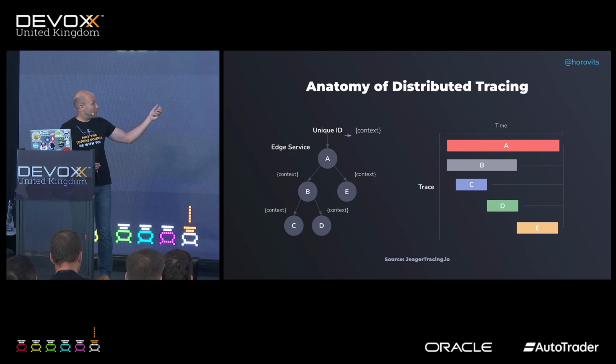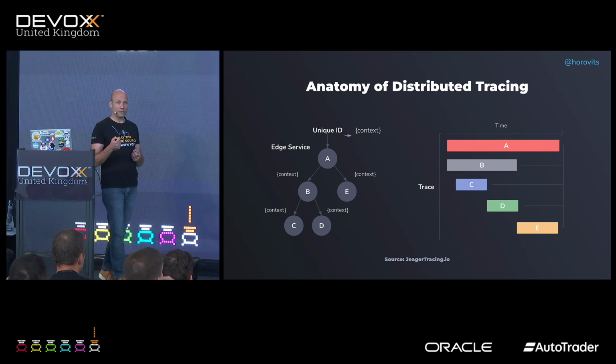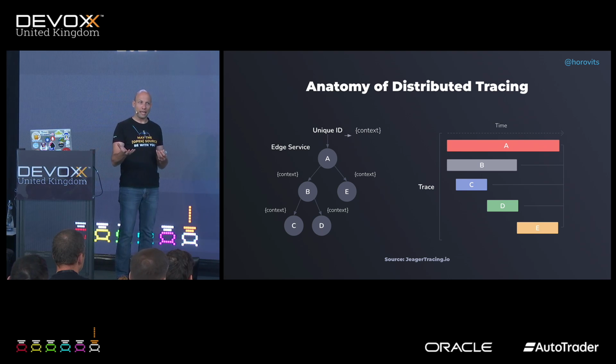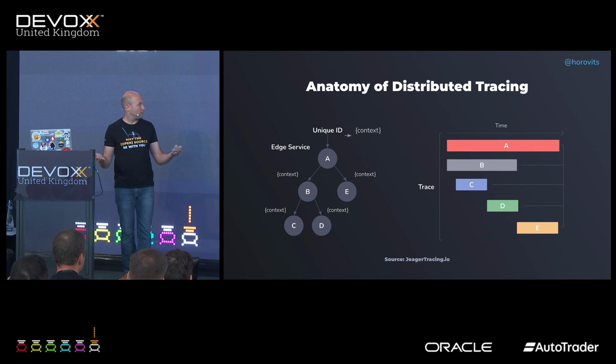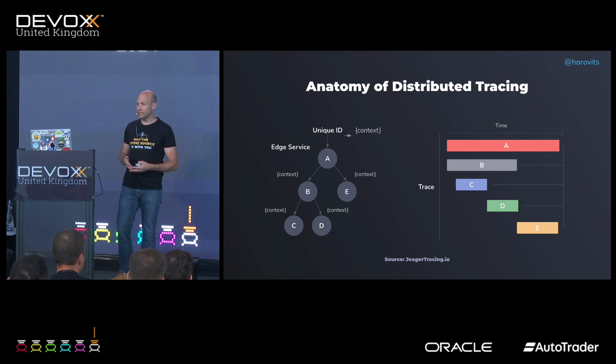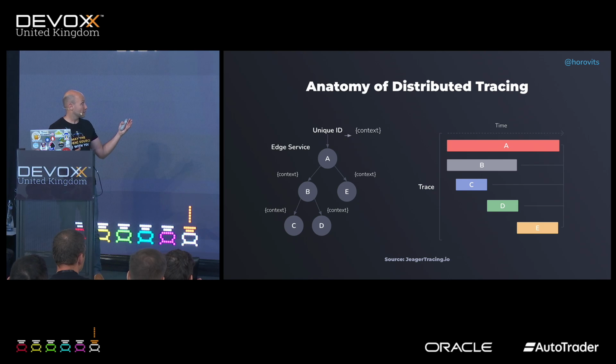So the spans A, B, C, D essentially represent a single operation within the flow, and they're represented by the operation name, by the start time, by the duration. That's the basic information, but also additional context. It could be attributes, tags, events, and any additional context that you may have.